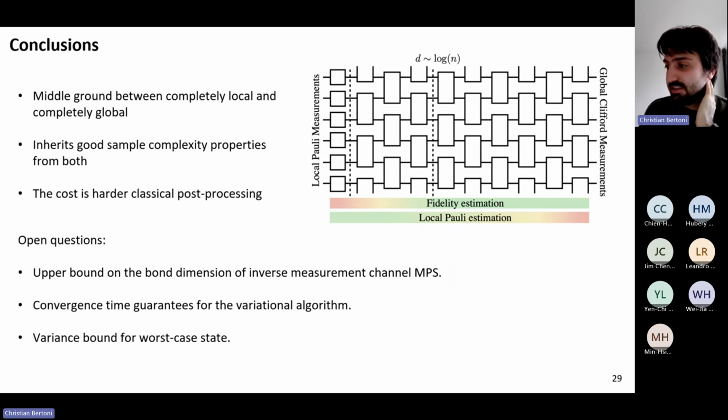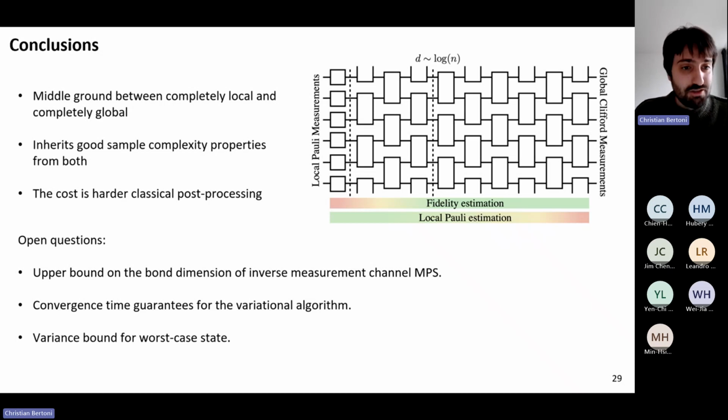With this I arrive at a conclusion. We have a middle ground between completely local and completely global shadows. This inherits good sample complexity properties from both of them, but the cost is somewhat harder classical post-processing. As far as we know, this is not guaranteed to be computationally hard or anything, but the classical post-processing is much more involved.